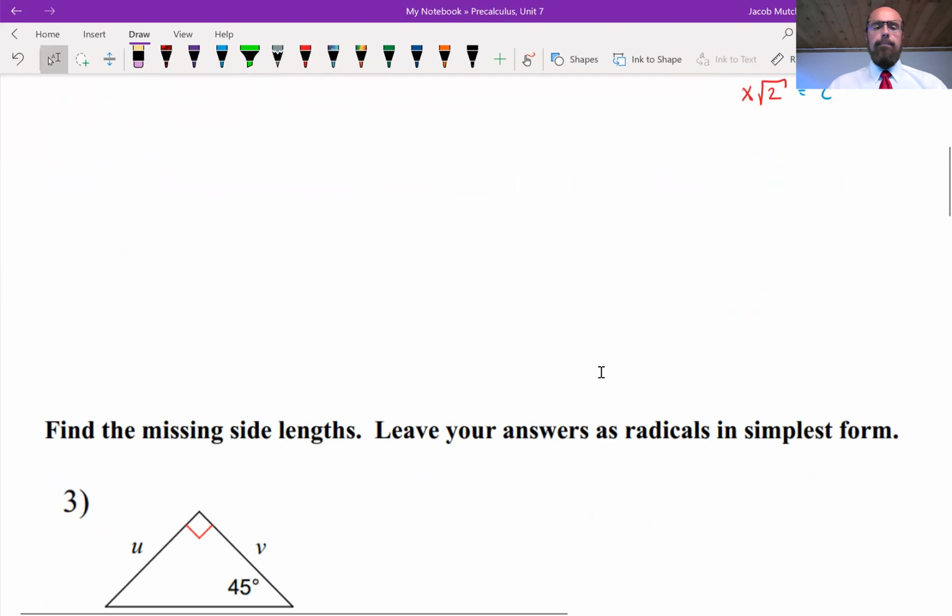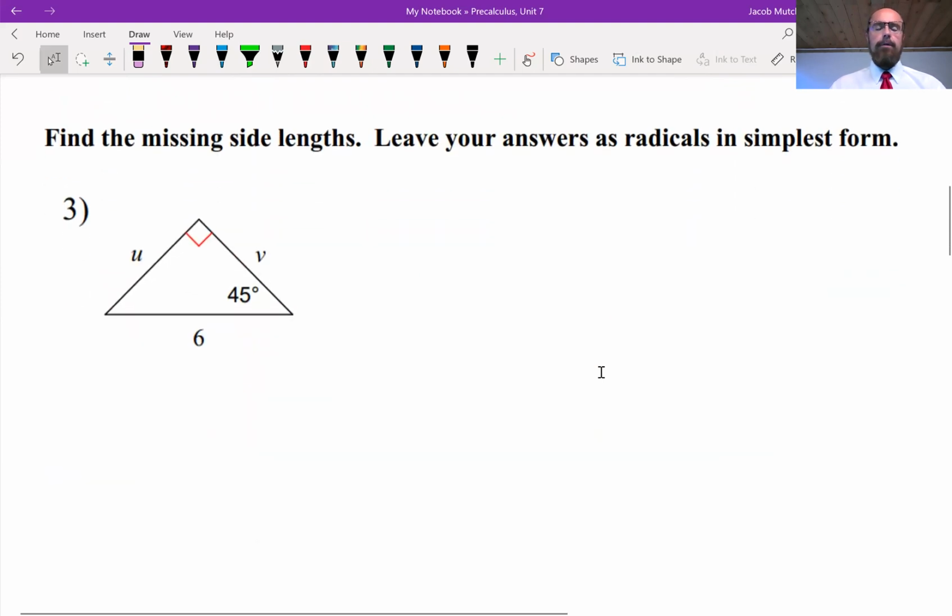Our second example is another 45, 45, 90. So again, I can identify this one because I got a 90. One acute angle is 45. Therefore, the other acute angle must be 45. But here, instead of having one of the legs, I'm starting with the hypotenuse C.